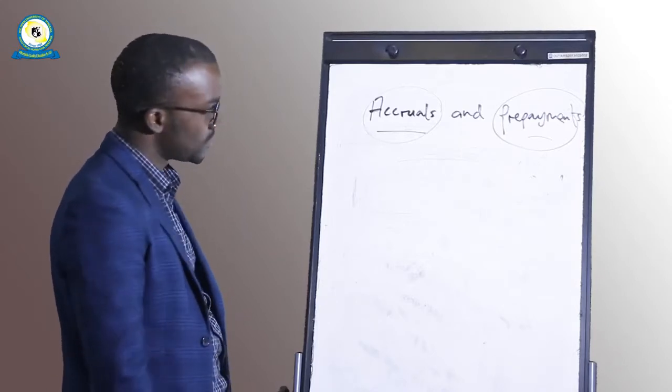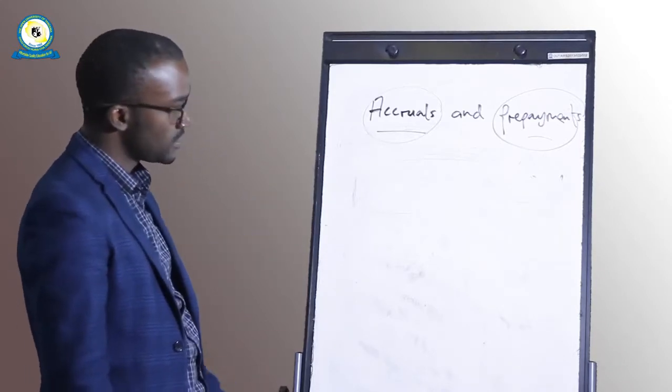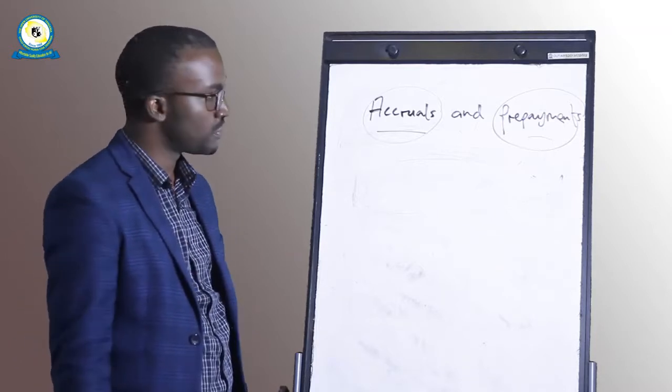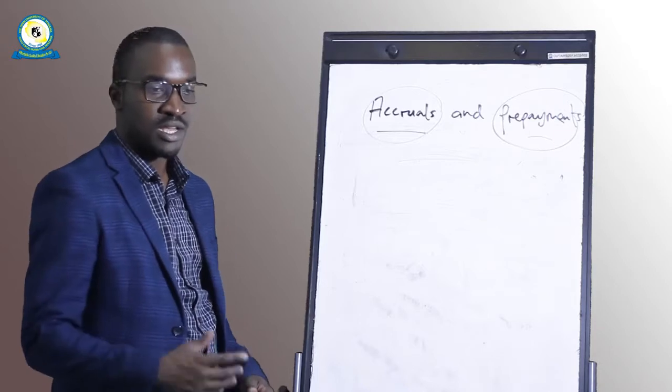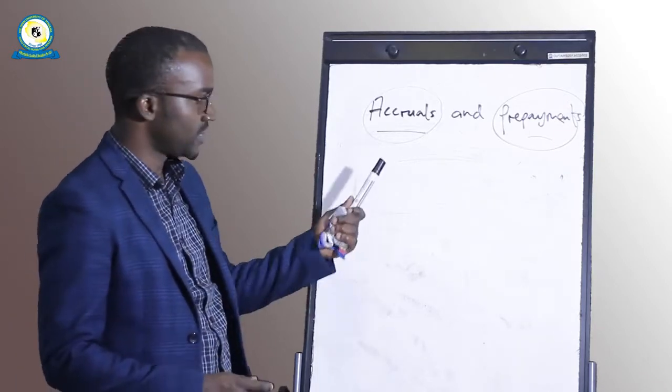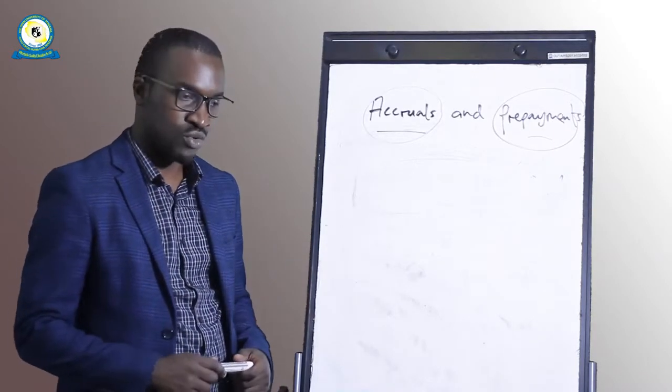Now let us start with accruals, and to make it this simple, I'm going to give you a number of examples whereby you'll be able to understand what we mean by accruals and expenses. Now, an example of an accrued expense. Okay. Let us start with an example of an accrued expense.